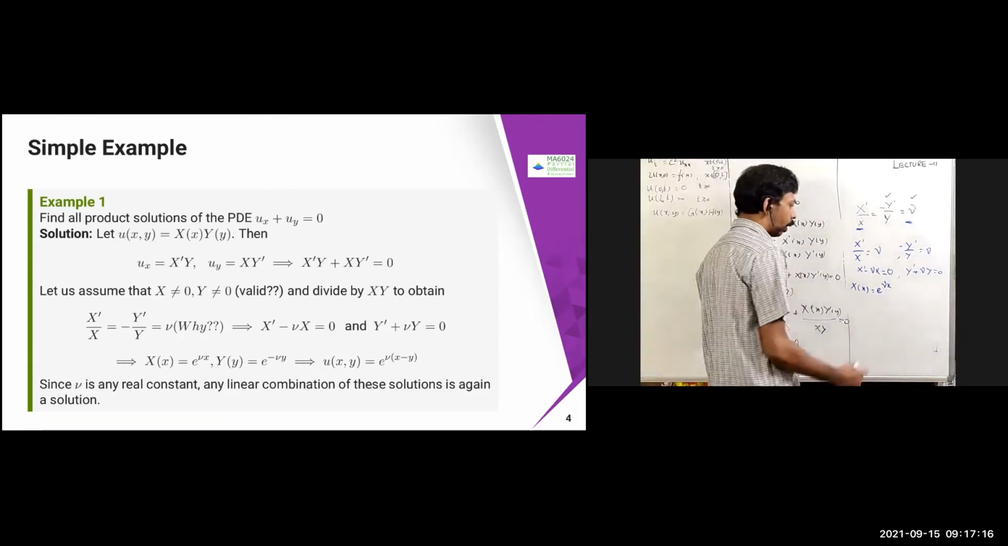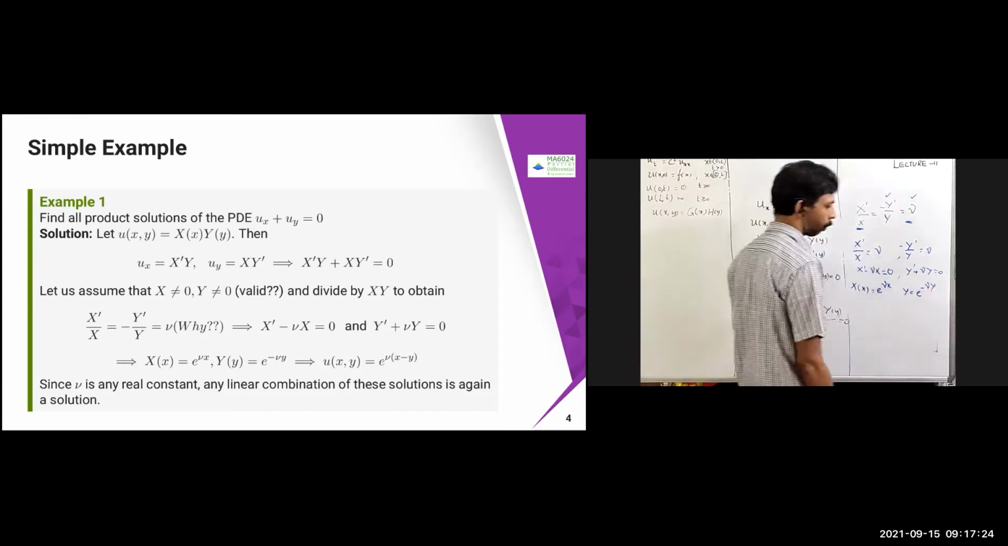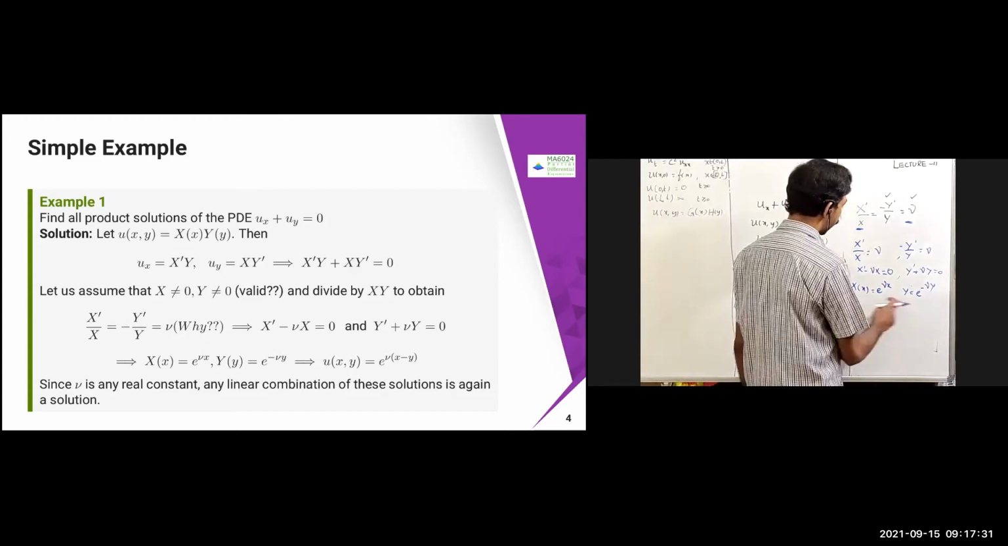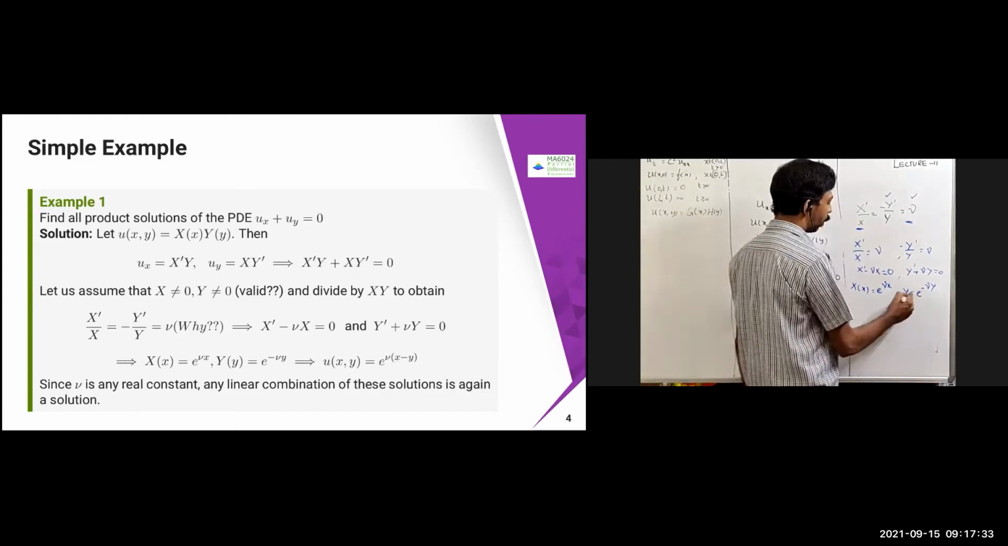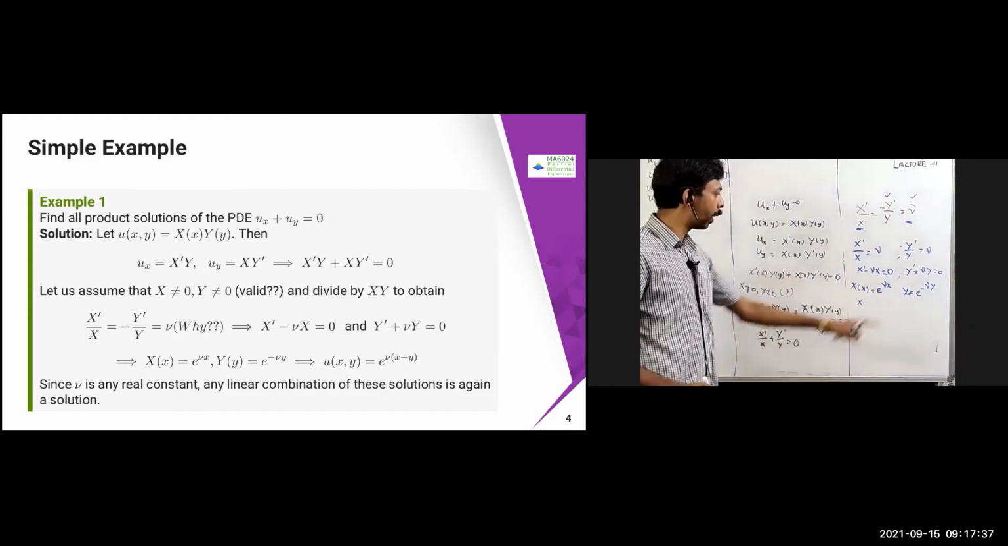Now next one, y' equal to e power minus nu y is going to come. Of course some constant is going to come, that we'll deal with later. So in this case, y of y is this one. Therefore, this is the solution I obtained.